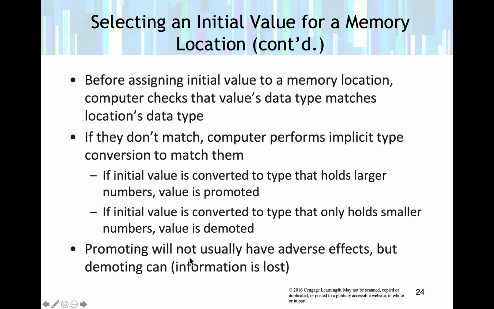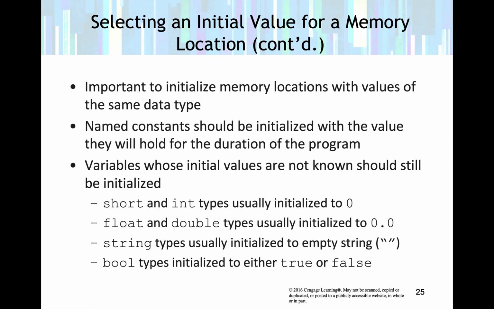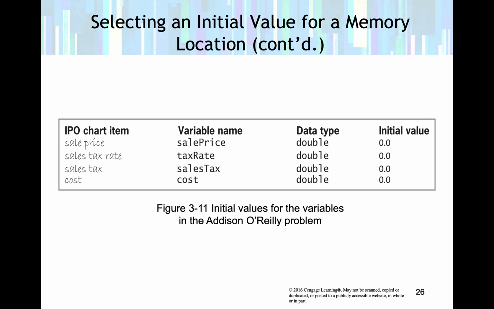So let's take a look at some examples. Okay, let's look at this one. Sales price, double, we would initialize it to 0.0. If this were an integer, then we would initialize it to just a 0. If this was a char, then we would initialize it to a single quote, open, single quote, close.